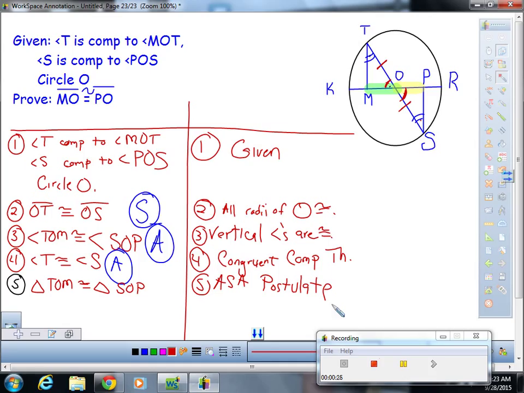And finally, this is where the new section comes in. So now I can say that MO, see this, MO and PO? MO is congruent to PO because corresponding parts of congruent triangles are congruent. Boom!